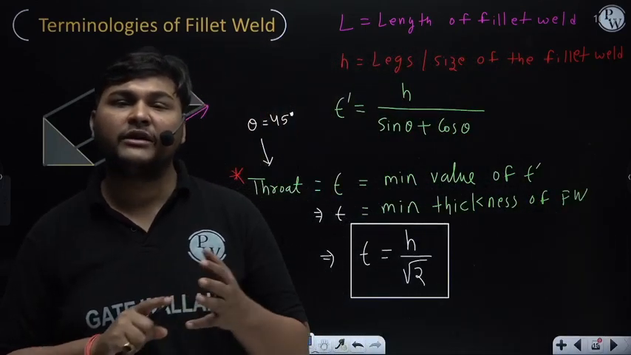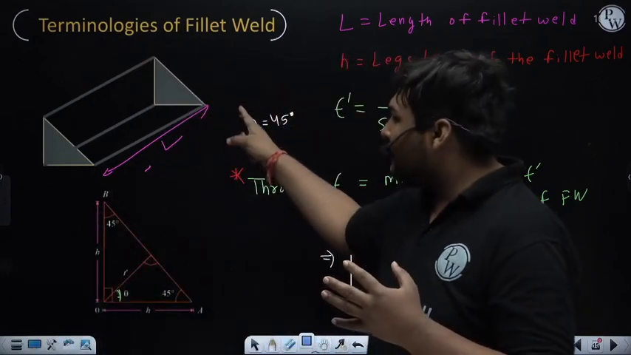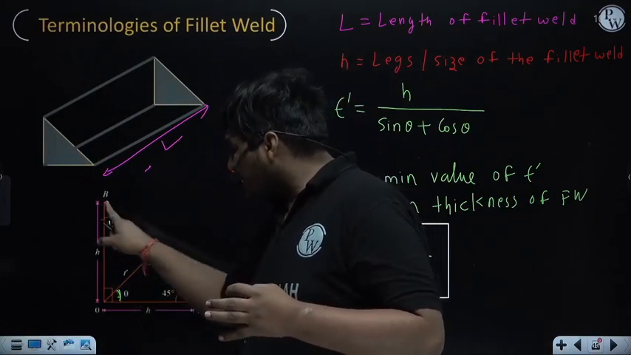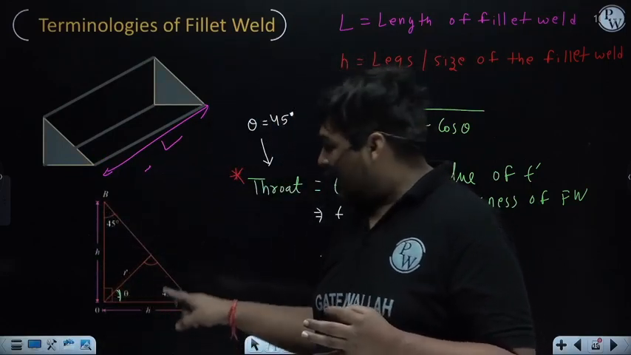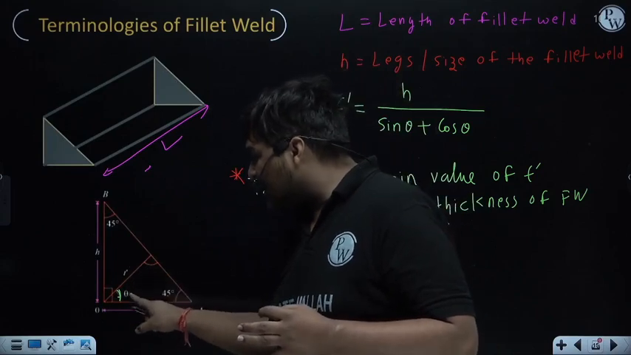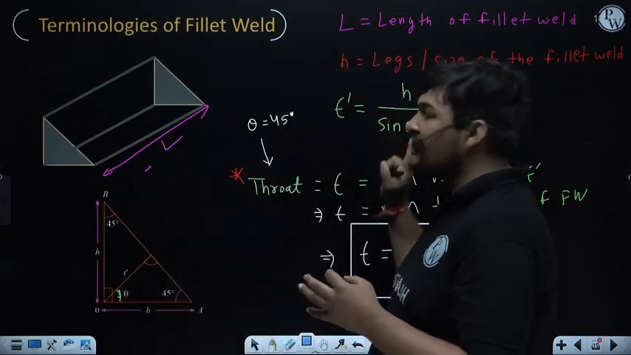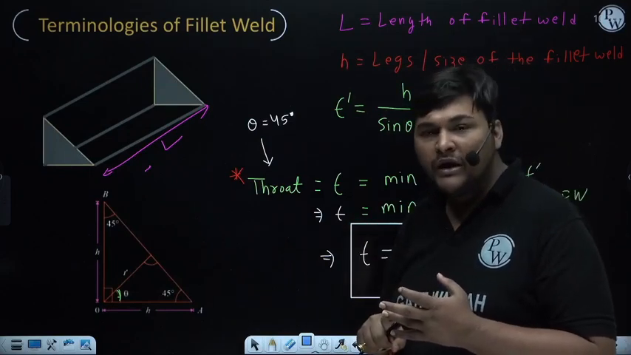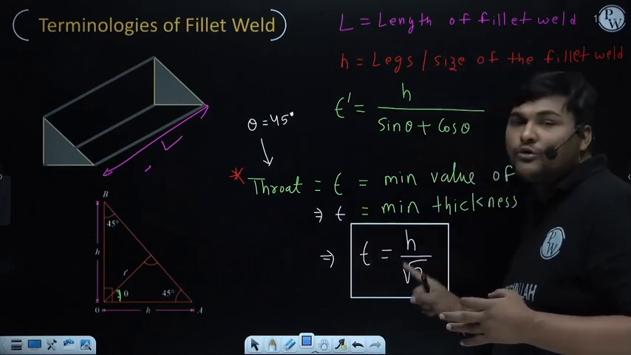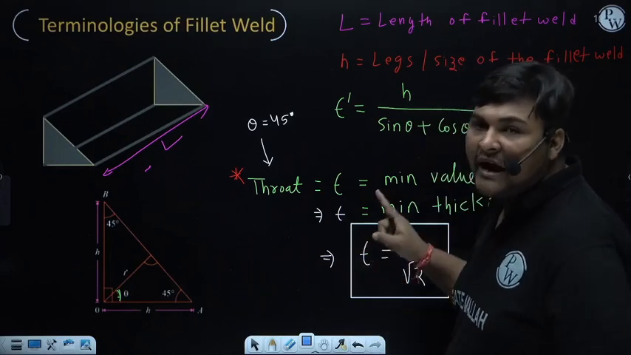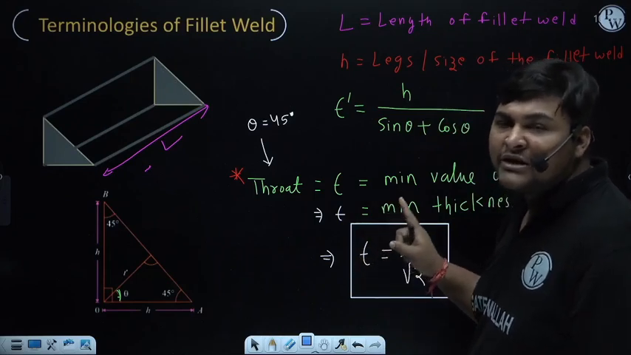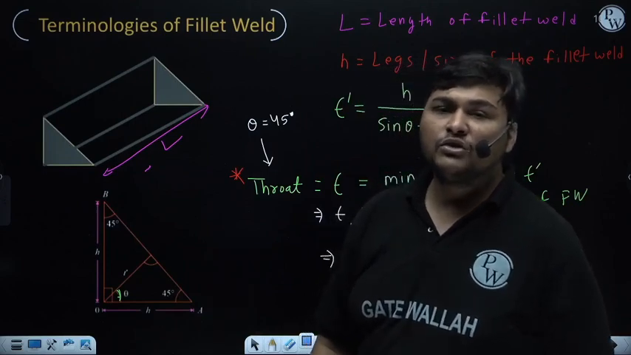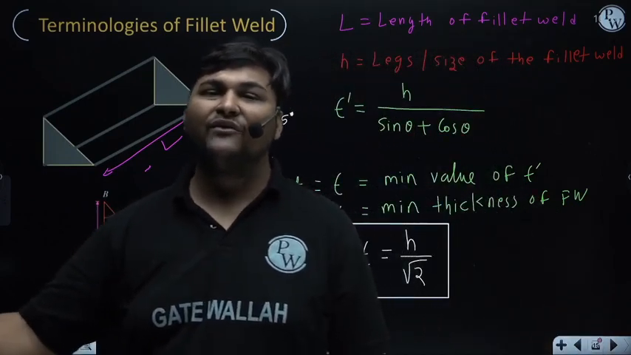So these are some general terminologies of fillet weld. L is the length of fillet weld. In this view various thicknesses were coming, in which this thickness is h, which is the leg or size of the fillet weld. The thickness at angle theta from any leg dimension is given by this formula, and the minimum thickness of fillet weld is known as throat, whose formula is h by root 2, where h is the leg or size of the fillet weld. We get the throat thickness at an angle of 45 degrees from one of the leg dimensions. So these are some general terminologies of fillet weld.